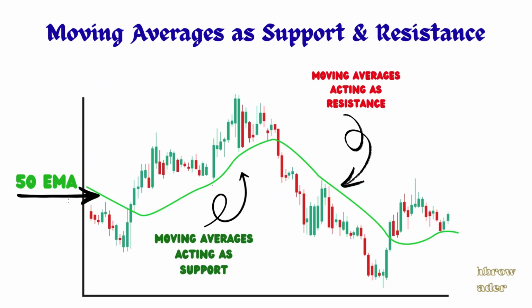Moving averages act as dynamic support or resistance, following the price as it moves. The 50-period exponential moving average and the 200-period simple moving average are the most commonly used. Price often bounces off these lines, especially when confirmed by candlestick patterns. Watch the screen to see how price reacts to moving averages in action.